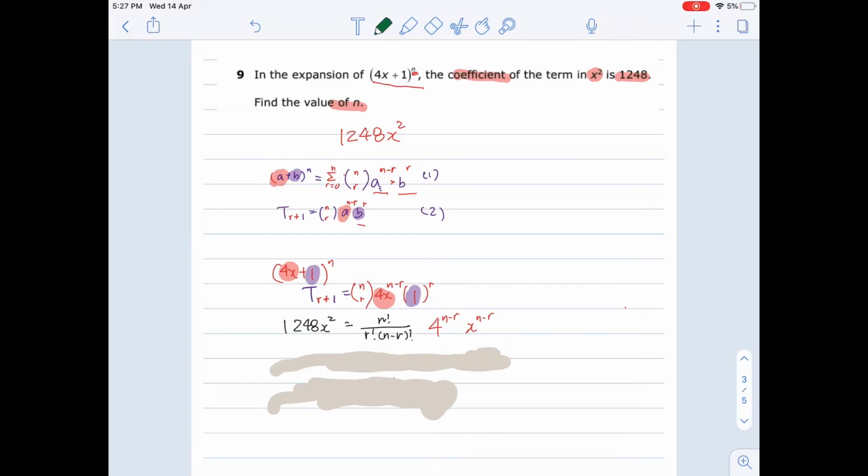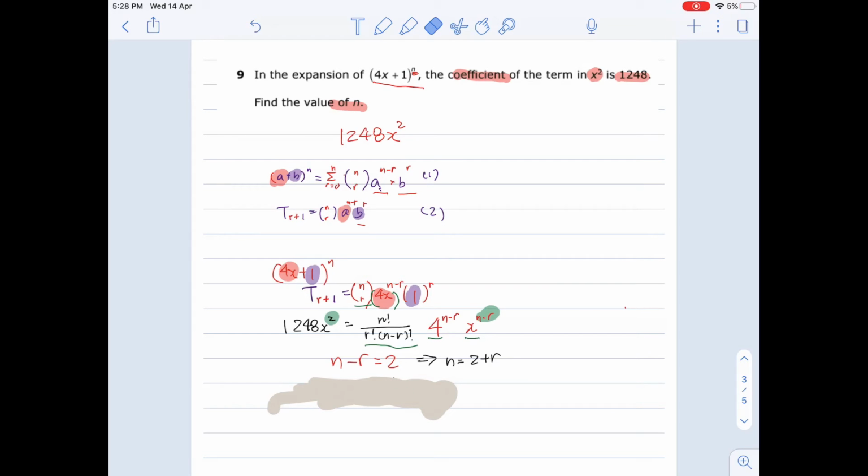And on the right hand side, n choose r becomes n factorial divided by r factorial times (n minus r) all together factorial, right? And then (4x) all together to the n minus r, please remember the brackets, becomes 4 to the n minus r times x to the n minus r, yes? Now, as you can see, x squared, x to the n minus r. So you can rewrite n minus r equals 2, and then express n in terms of r, it would be n equals 2 plus r, yeah?